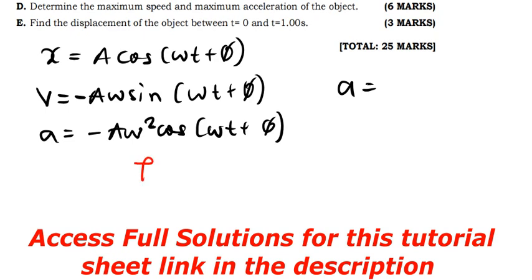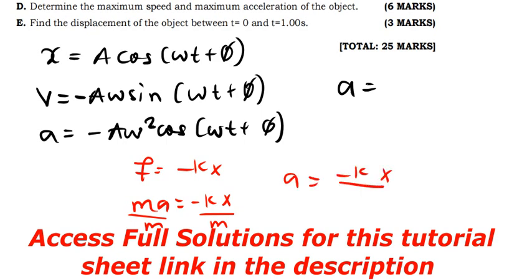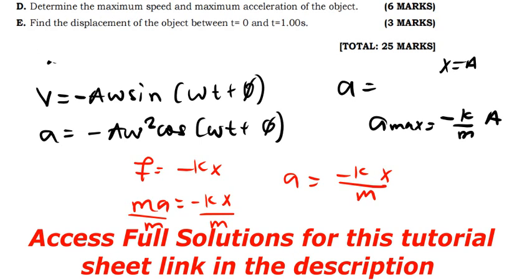We know that F is given by negative kx, and at the same time force is given by mass times acceleration. So make A the subject of the formula. We'll have A being equal to negative kx divided by m. So when we're talking about the maximum, meaning x is equal to A, the maximum acceleration is given by negative k over m times A. But in this case, I don't have k, I don't have m from the data that we have. Now, if I don't have those things, what else can I do?